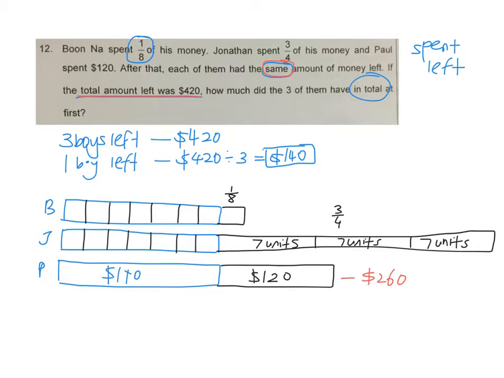7 units is equals to how much? Remember, 7 units is the blue part. It is equals to $140. So the question is not difficult. The numbers are easy to manage. It is this part identifying the same amount, the amount left, and then making sense of these pieces of information that is difficult.